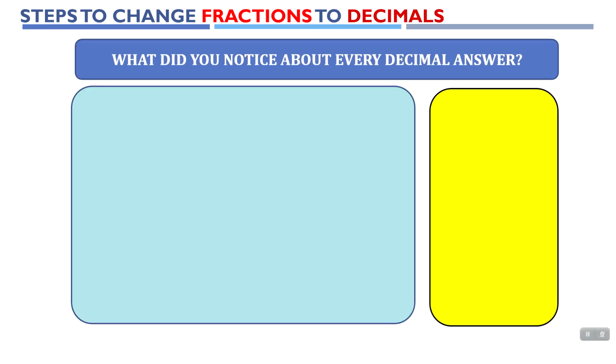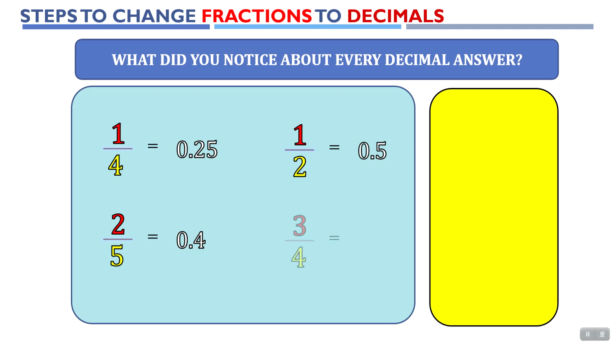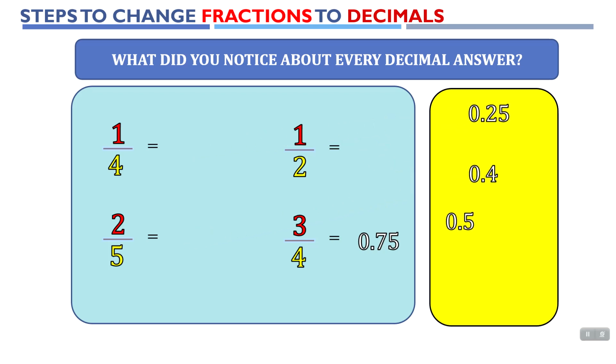What did you notice about every decimal answer we did previously? Let's look at them again. 1 over 4 was equal to 0.25. 2 over 5 was equal to 0.4. 1 over 2 was equal to 0.5. 3 over 4 was equal to 0.75. What do you notice about each one of these answers? What is the same? What is common to all of them? You'll probably see by now that every single one of those starts off with 0 point something.